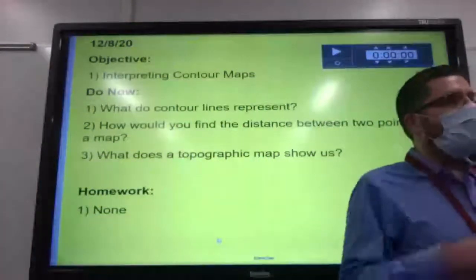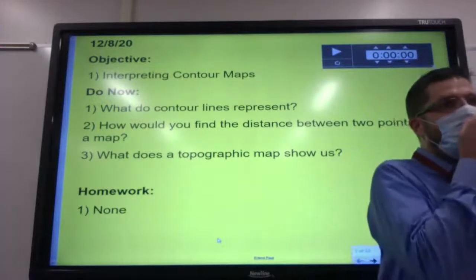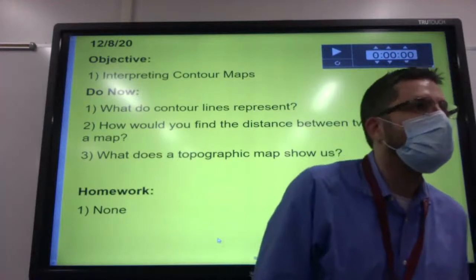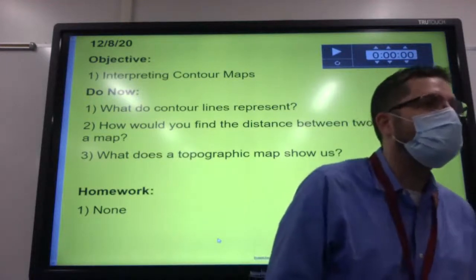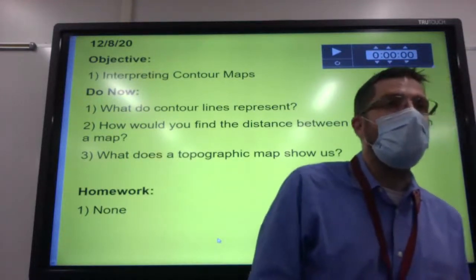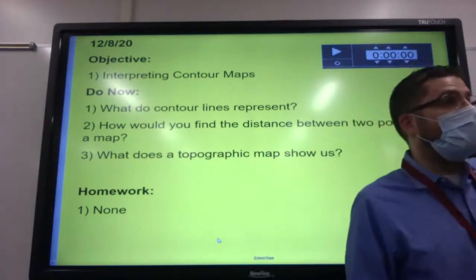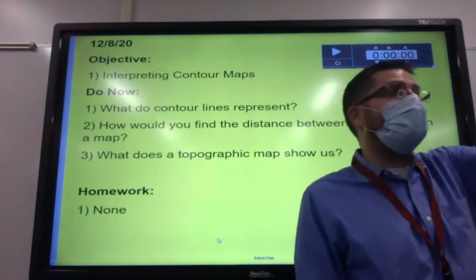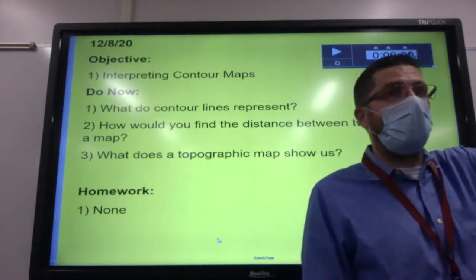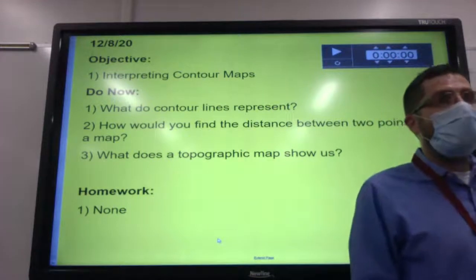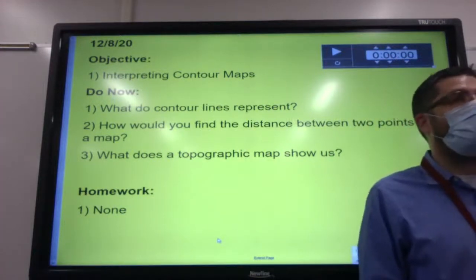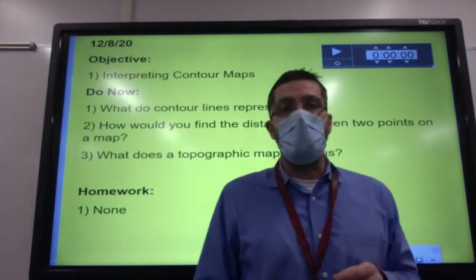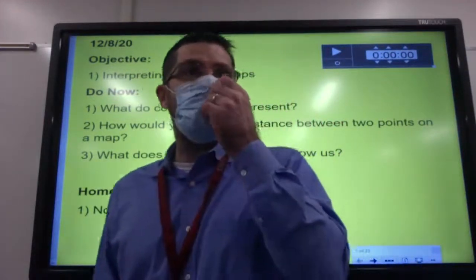All right, so first question. What do contour lines represent? We went over this yesterday. Why is there only one hand raised? Melissa? All right, the distance between two contour lines represents change in elevation, but you're right, contour lines represent areas of equal elevation, all right? So if a contour line is labeled 450 feet, no matter where you go on that line, it's going to be 450 feet.